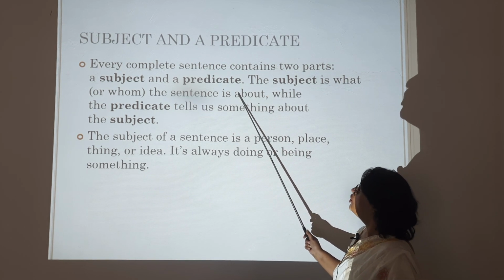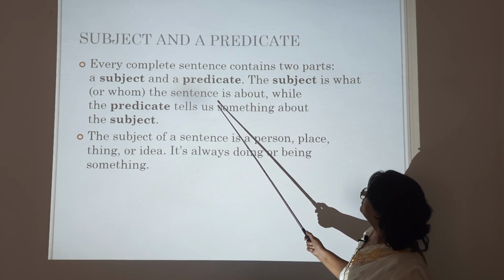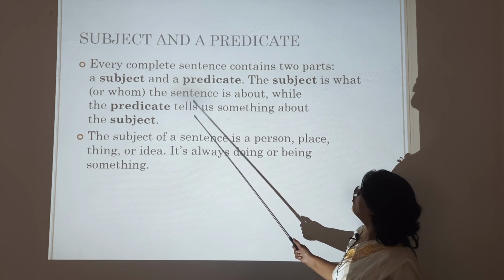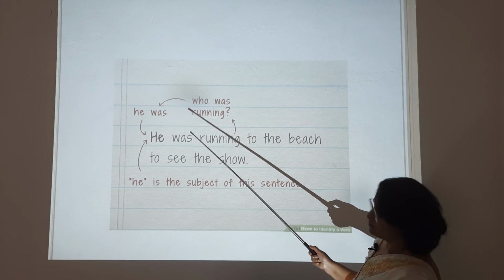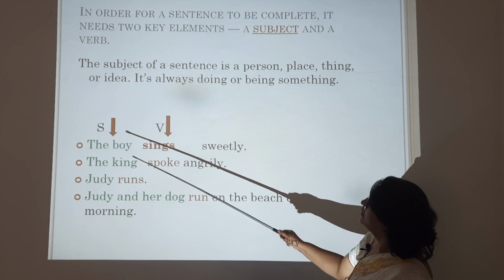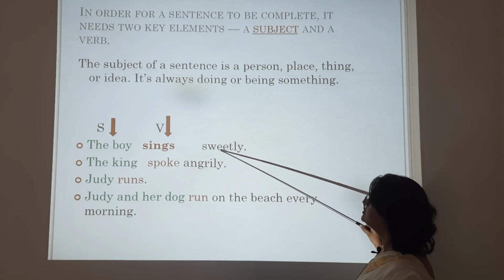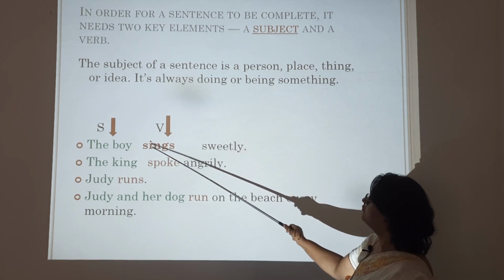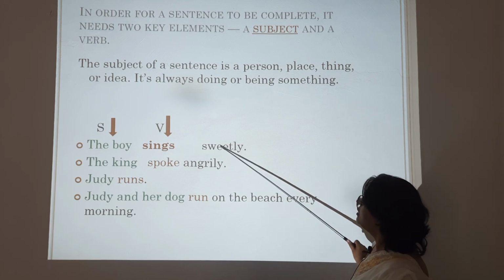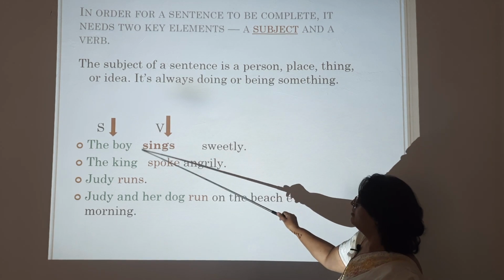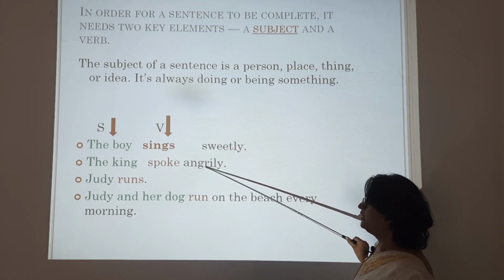We just learned what the subject is. A predicate is nothing but that which tells us more about the subject. So, the boy is a subject, all the rest of this is predicate. Apart from the verb, the other words also constitute the predicate. The king becomes a subject, spoke angrily is the predicate.